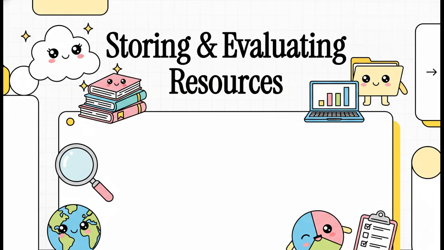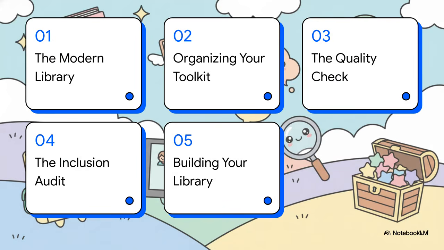We'll cover how to store, evaluate, and even audit your materials so you can be sure they work for every single one of your students. Okay, so here's the plan. We're going to start with what a modern teacher's library even looks like. Then we'll get into organizing your digital toolkit. After that, we'll tackle the big one, the quality check. And we'll wrap it up with the essential inclusion audit to make sure everything comes together in a truly inclusive library for your future classroom.